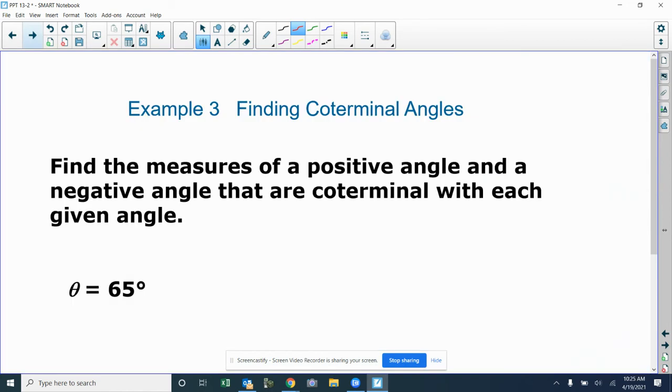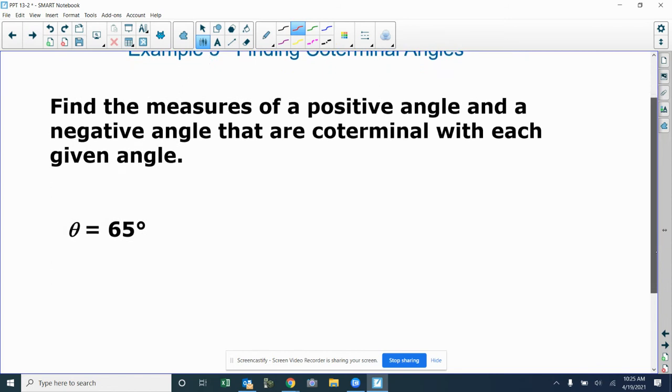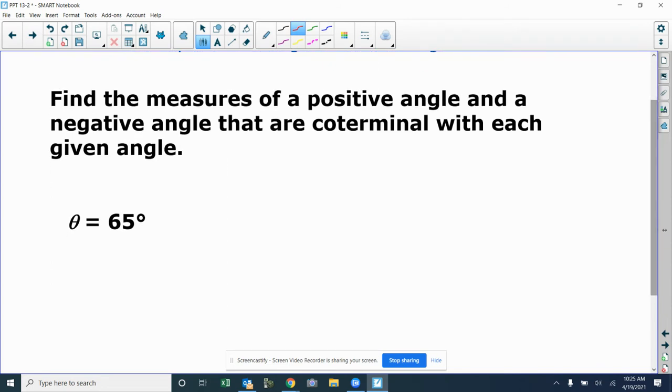Name me a couple coterminals. This is the only one we're going to do, so grab your calculator if you want. This is simple, you can go forever. What do you gotta do? Plus and minus what? 360. That's it. Just knock out a couple. Just get a quick little practice, holler one out, somebody.